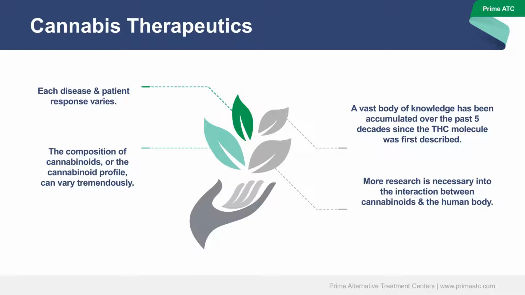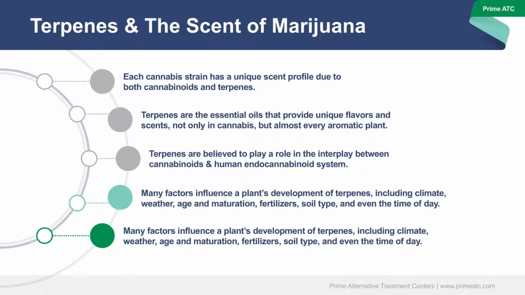What exactly are terpenes? Cannabis has a strong smell, and each strain has a unique scent profile. Each of the thousands of cannabis strains have individual effects. Surprisingly, it's not just because of the cannabinoids, but something else just as important: terpenes. Terpenes are the next frontier in medical cannabis. Terpenes are the essential oil that provide different strains of cannabis with their unique flavors and scents. Terpenes are not only in cannabis, they are found in almost every aromatic plant.